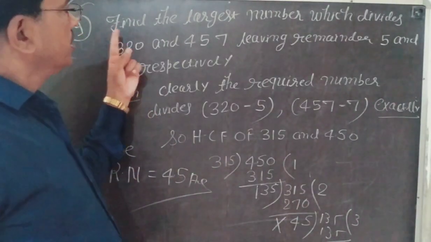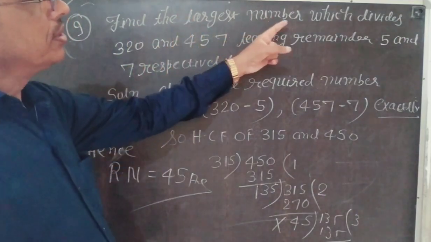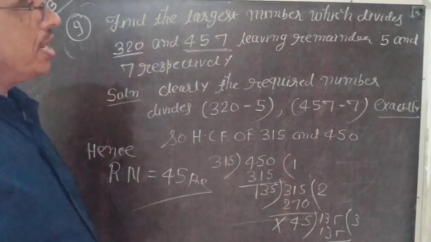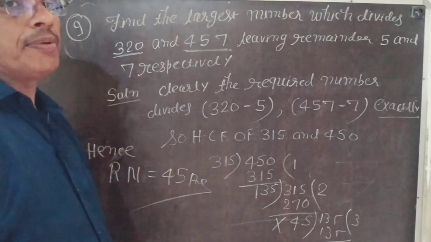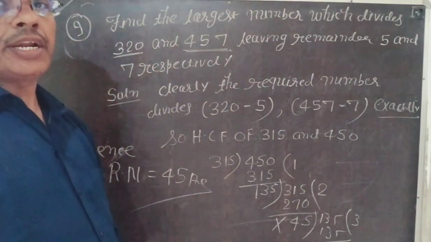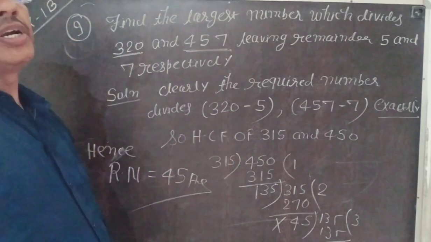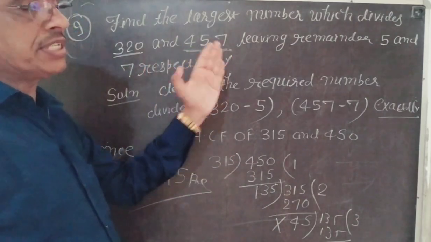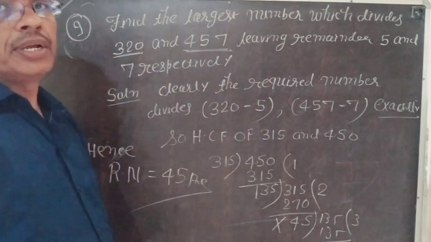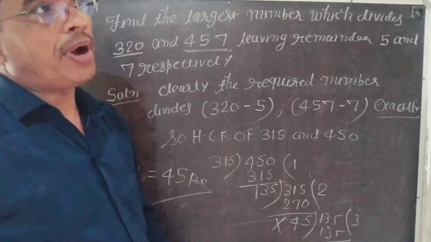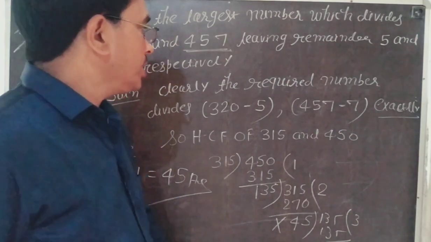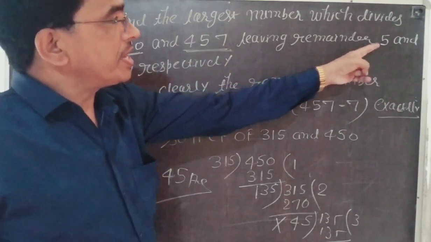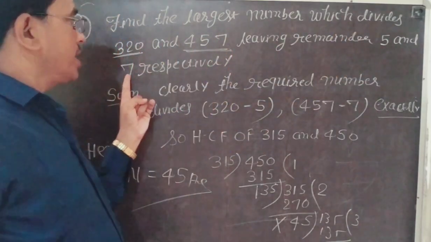Now question number 9: find the largest number which divides 320 and 457, leaving remainders 5 and 7 respectively. That means what is the greatest number that divides 320 leaving remainder 5, and divides 457 leaving remainder 7? So dear student, since the remainders are given respectively, you subtract the first remainder from the first number and the second remainder from the second.